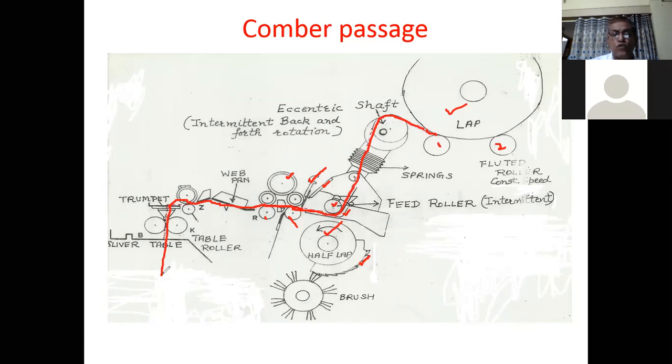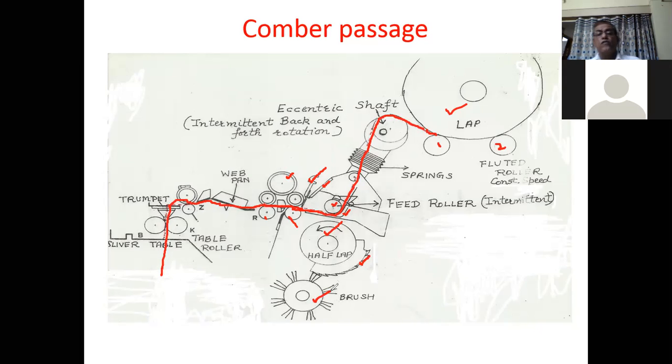This diagram shows you one head. On the comber machine, 8 such heads are there. So 4 heads make one sliver and another 4 heads make the second sliver. So we are feeding 8 laps on the comber and we are getting 2 slivers as output. This is the brush roller which is used to clean the half lap.